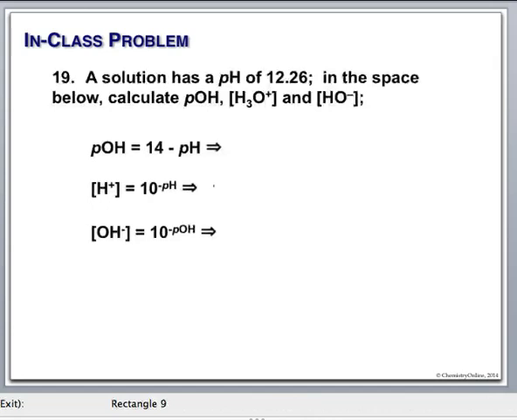She also should have written 10 to the minus pH is hydronium. And 10 to the minus pOH is hydroxide. So let's just take and do these. Here we have 14 minus 12.26, we're at 1.74.